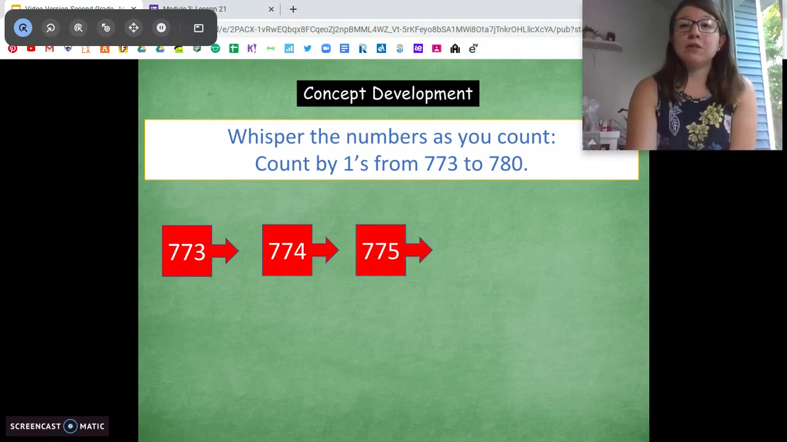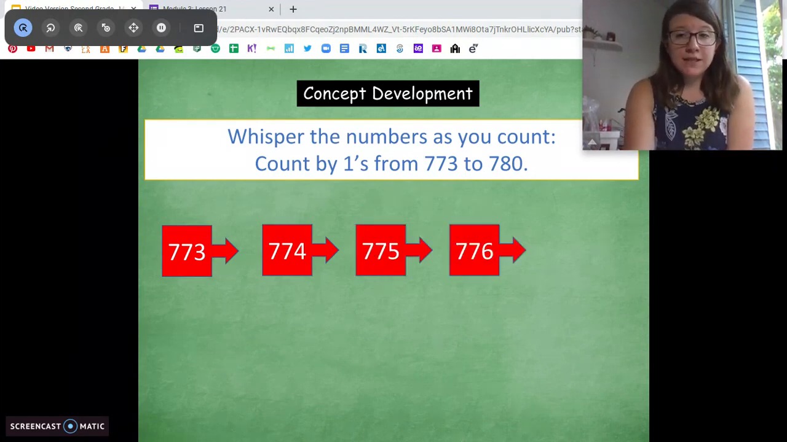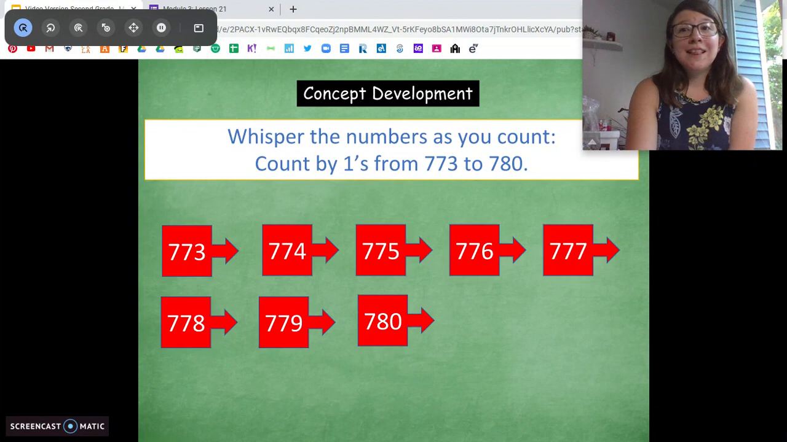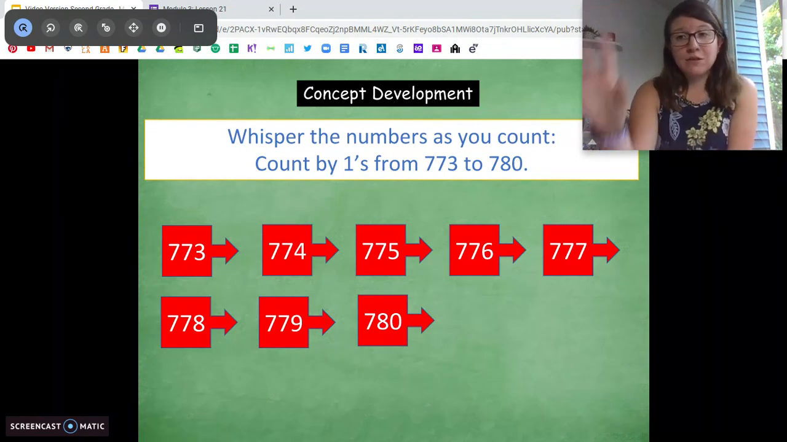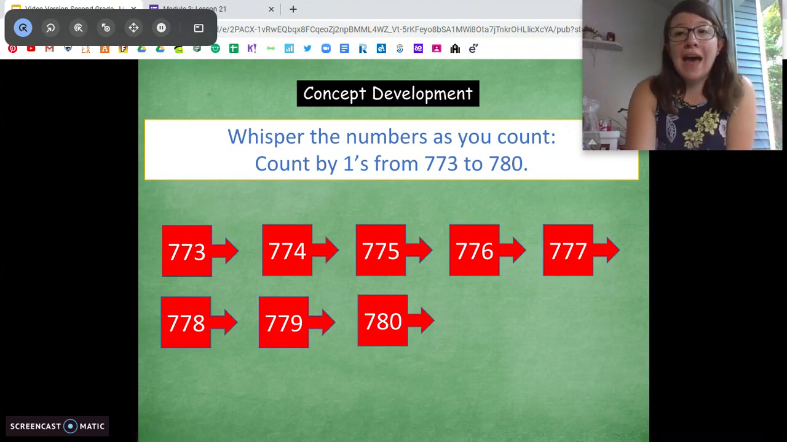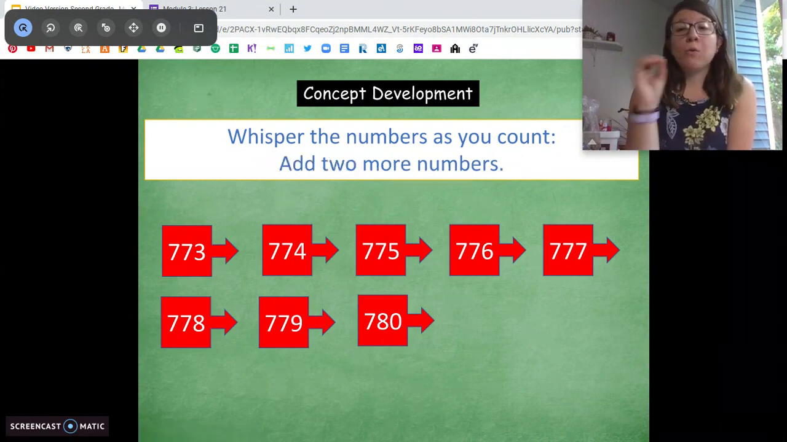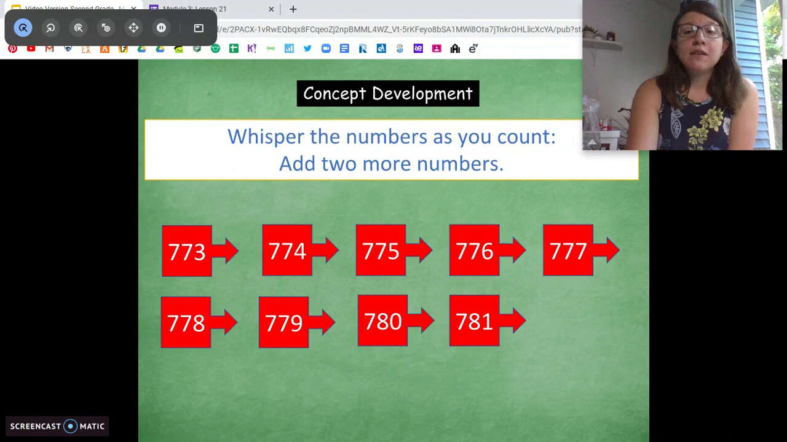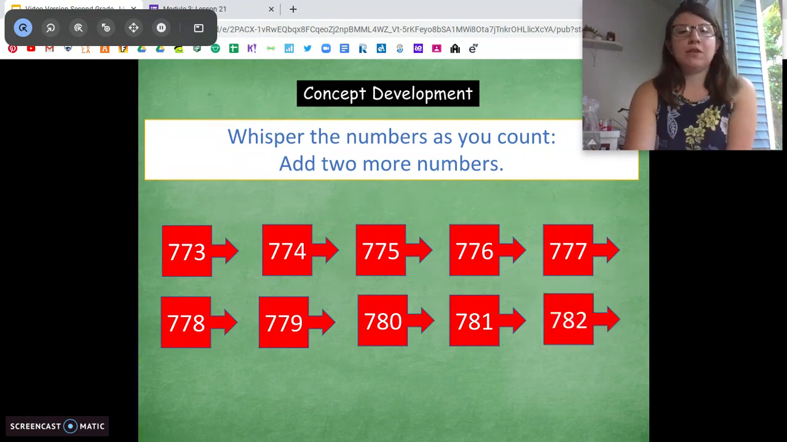774, 775, 776, 777, 778, 779, 780. Should have switched that over because we just hit a new 10. So we're going to move our 10 ones over, make a new 10. We're at 780. Let's add the next two numbers in our pattern. We're counting by ones. So we're going to add ones. 780, 781, 782. Good.